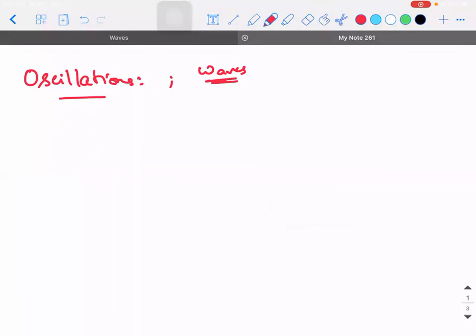Because here also we are going to take the help of trigonometric functions. Why we are going to do that, we'll see later. But first, let's try to understand the difference between the chapters oscillations and waves. In oscillations, what was our main context of discussion? What did we concentrate on? Simple harmonic motion.